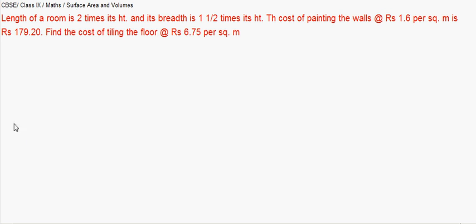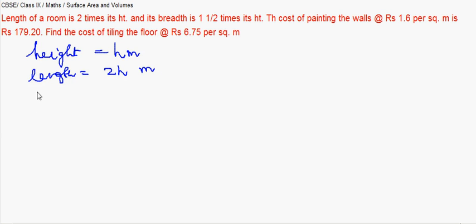Let us take the height of the room to be h meters. So in that case, as per the question, the length is twice, so it is 2h meters, and the breadth is 1.5 times of h, so it is 3 by 2h.